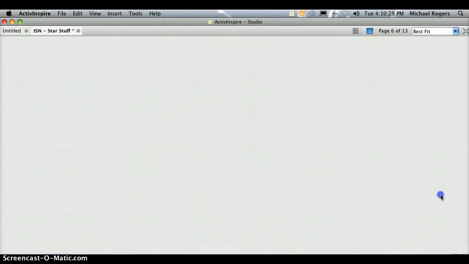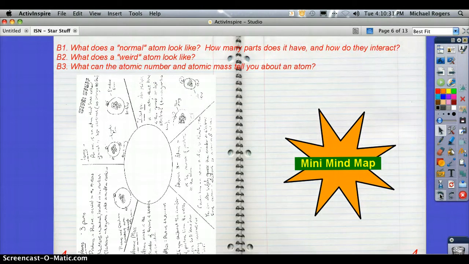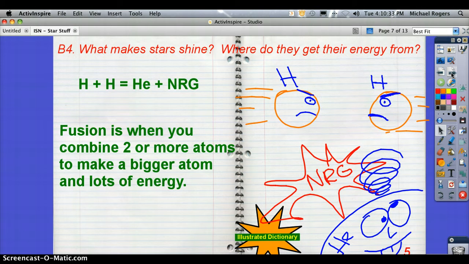And so that, of course, would be the atomic review that we did. Then the next page would be what makes stars shine. This would be question B4. We took some notes directly in class on this. We talked about fusion that's occurring inside the sun, and it's when 2 hydrogen atoms crash into each other and produce a larger helium atom by their combination, their fusion, and that produces energy. So you can see I did an illustrated dictionary entry of this definition over here. And you're welcome to do that sort of activity or do a different one.